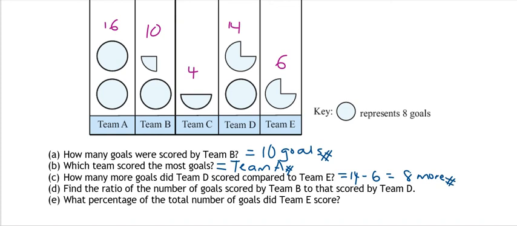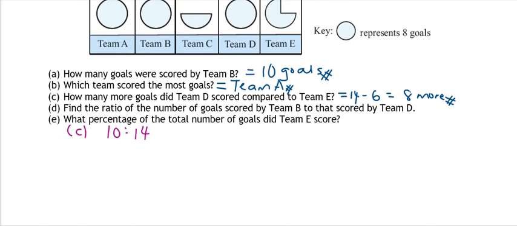Okay. And next one is find the ratio of the number of goals scored by team B to that scored by team D. So you have to find out the numbers for each team. So team B will be 10. Okay, just do here 10. And then the ratio to team D is 14. So this is the ratio, but you haven't simplified yet. So what I'm going to do is to divide this by 2. So when I divide this by 2, right, the ratio will be 5:7. So your answer for C is going to be 5:7.